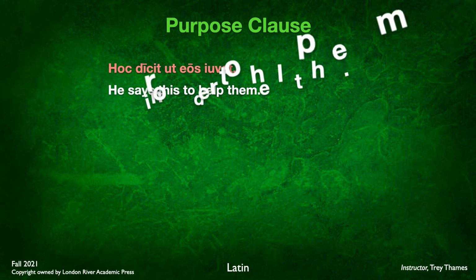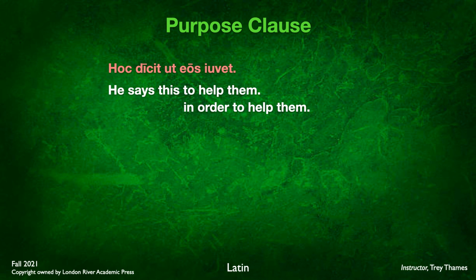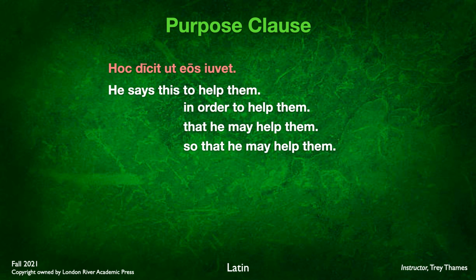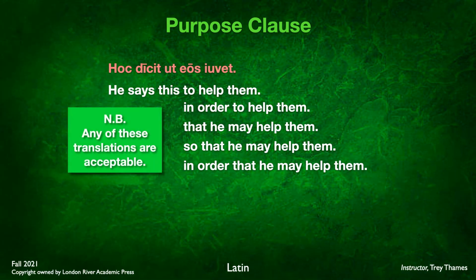He says this to help them, eos. Now, you can actually translate this a couple of different ways, and all of this will be just fine. You could say he says this in order to help them. You could also translate this, he says this that he may help them. You could say he says this so that he may help them. You could also say he says this in order that he may help them. All of these, nota bene, are acceptable translations. To help, in order to help, that he may help, so that he may help, in order that he may help. All of these are perfectly acceptable.